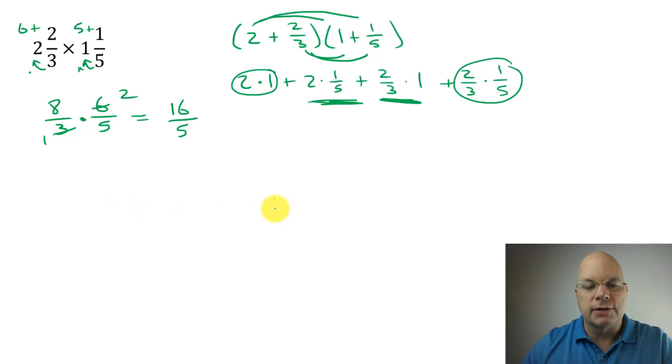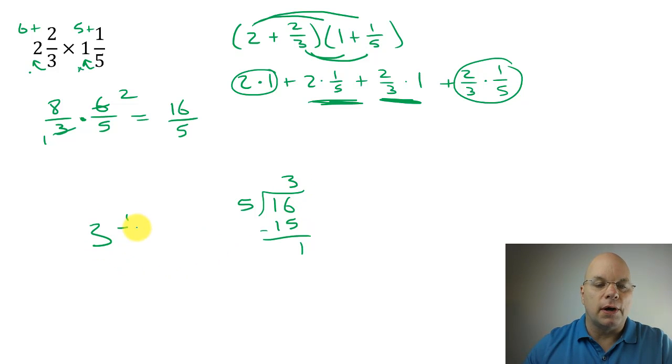16/5 is an improper fraction, so you're dividing 16 by 5 to get your mixed number. There are 3 5s in 16. 3 multiplied by 5 is 15. You have a remainder of 1, and since we're dividing by 5, we're counting fifths. So I have 3 and 1/5.